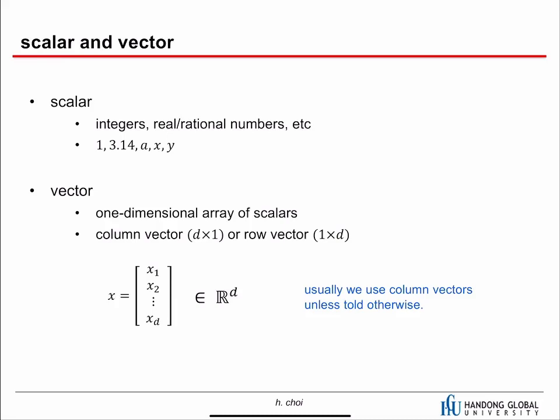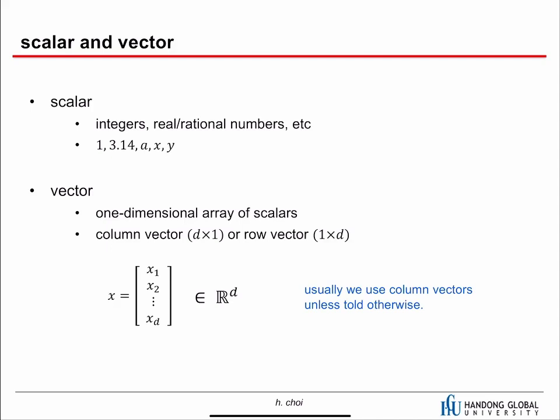A scalar is actually a zero-dimensional quantity, including integers and the real and rational numbers, etc. Something like 1 or 2 or 3.14. Sometimes we can use variables like a, x, y, as long as they are zero-dimensional variables. And the next, a vector.